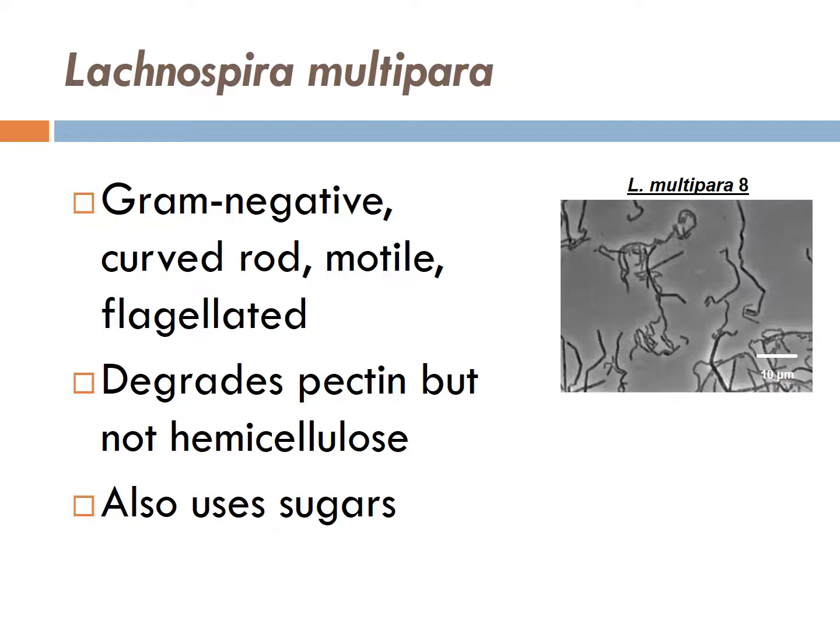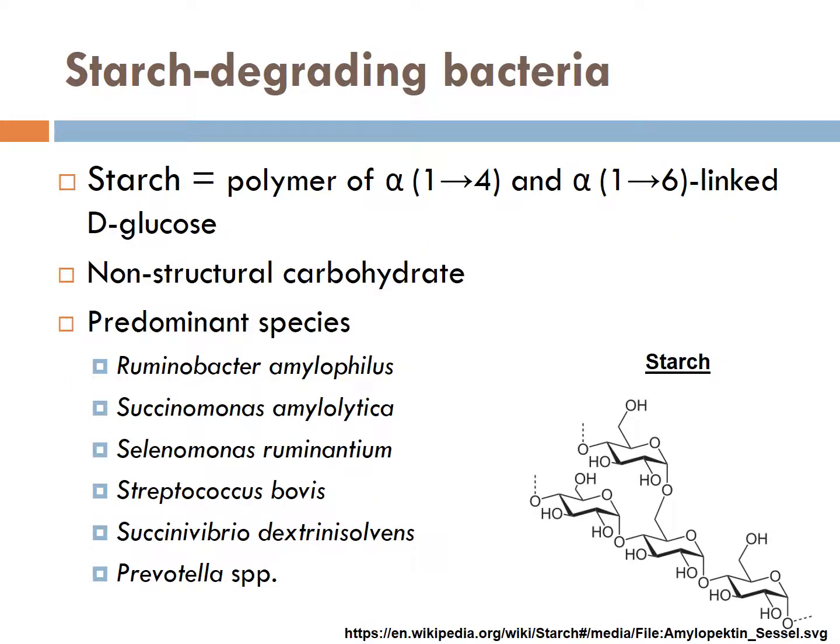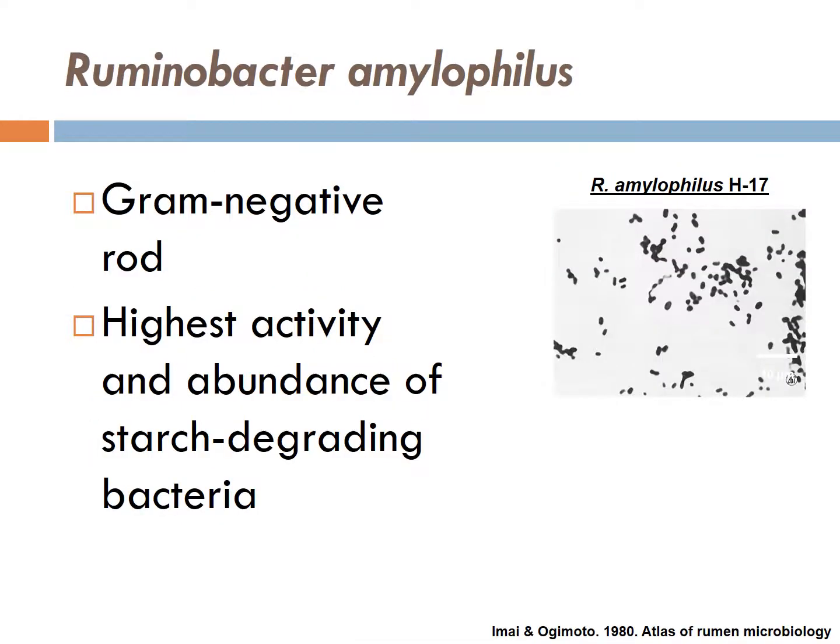It also uses sugars. The starch-degrading bacteria attack the storage polymer of alpha-1,4 and alpha-1,6 linked glucose that we know as starch. It is a non-structural carbohydrate. There are several species that participate in the degradation: Ruminobacter amylophilus, Succinimonas amylolytica, Selenomonas ruminantium, Streptococcus bovis, Succinivibrio dextrinisolvens, and Prevotella species. Ruminobacter amylophilus is a gram-negative rod. It has the highest activity and abundance of starch-degrading bacteria. We named a number of starch-degrading bacteria, but this is the most important species.